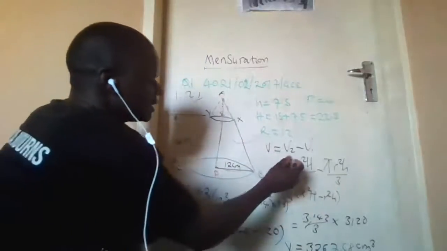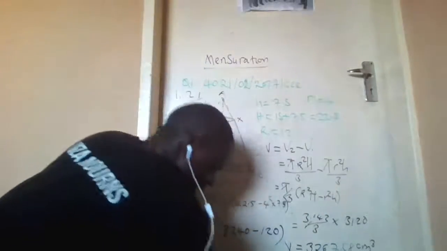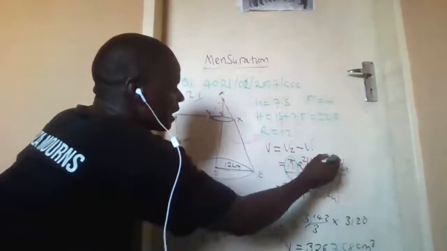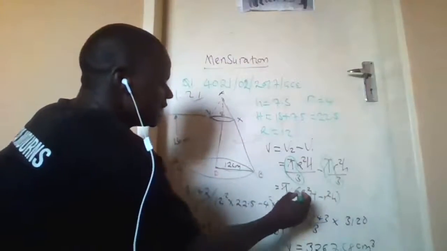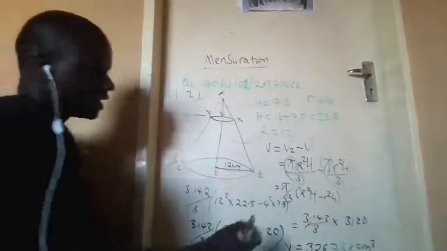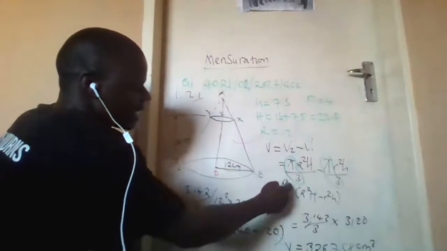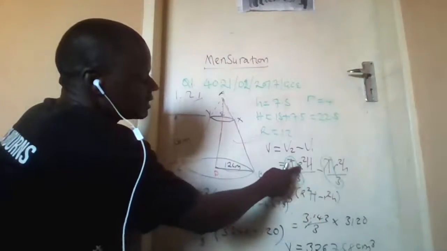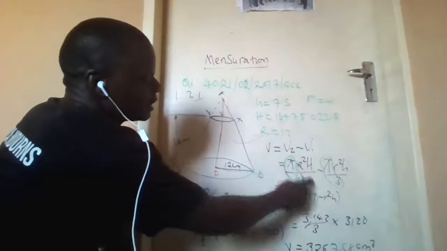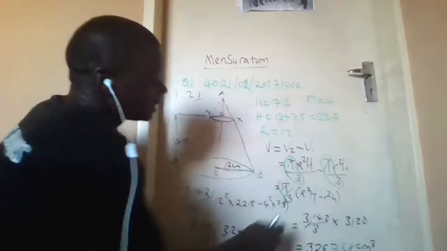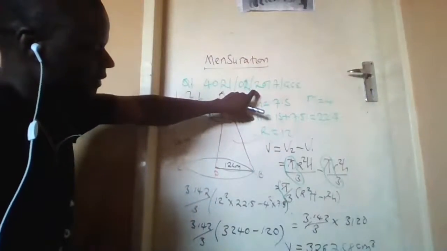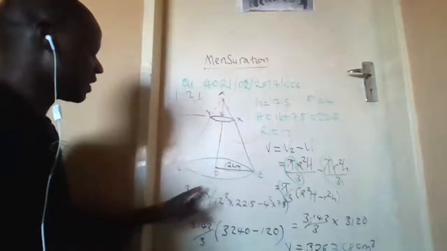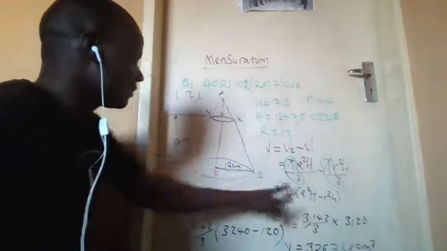I said that this pi over 3 is the same as the pi over 3 here, so there's need to factorize it. That's where I factorize it. I said pi over 3, open bracket, then what remains is R squared times the big H minus r squared times the small h. From here I came here, that's why I'm taking you through it, so that you follow the order.